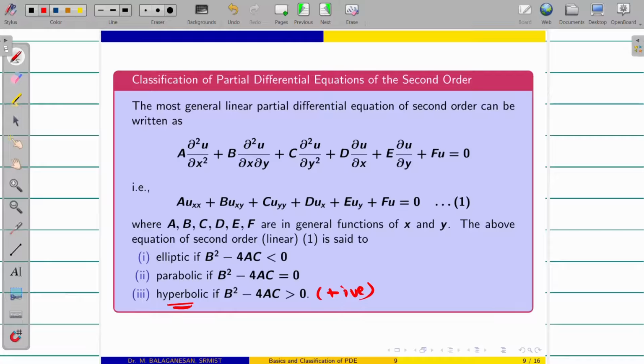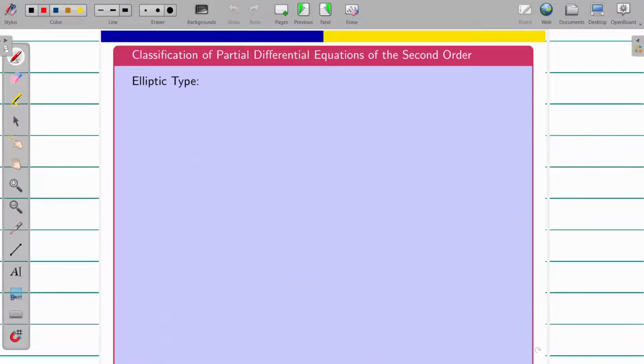Clear? That's it, guys. So now we will solve some related problems in this topic. Some general equations, the most repeatedly occurring equations in real world situations. I have chosen some problems and given examples for that. Elliptic type: the Laplace equation. It's a familiar one. You solved the Laplace equation also.